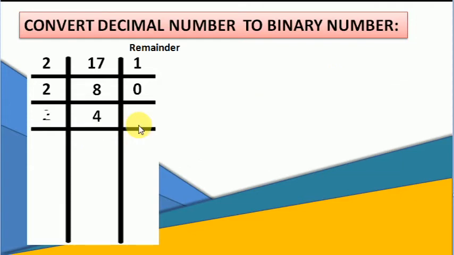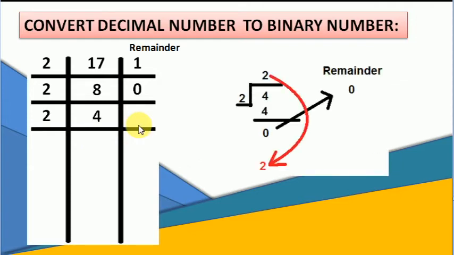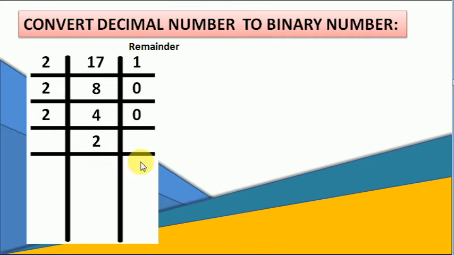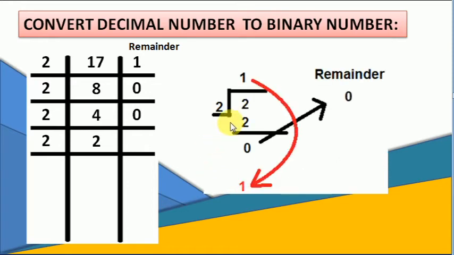Here it is 4. Now divide by 2. 2 twos are 4. What remains? Again 0. It goes to the remainder part, and 2 comes down. Here also the same thing happens: 2 is here and 0 goes there. Now what is left? 2 is left. Now again the same process. 2 is going to be divided by 2, like this.